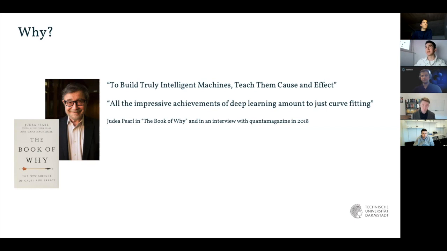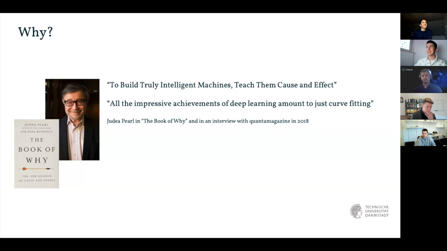That term itself might be a little bit convoluted, because originally AI was always about AGI. And so all the impressive achievements of deep learning amount to just curve fitting. This was something he said in an interview. And then I think there was also a tweet, and this got a lot of people going, because obviously it's a very strong statement about something people care a lot about. People care about their research, and when you tell them, hey, it's just curve fitting, that's very harsh.